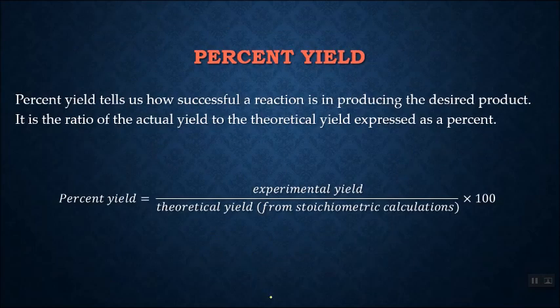All right, now looking at percent yield. Percent yield is a calculation that we use to see how much the reaction produced, in terms of the efficiency of the reaction. Percent yield tells us how successful it is. It is usually never 100% in terms of producing 100% yield.